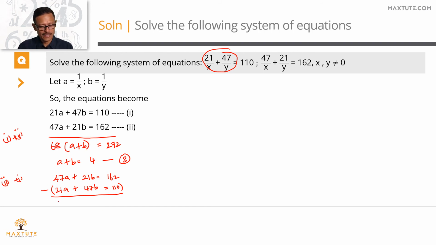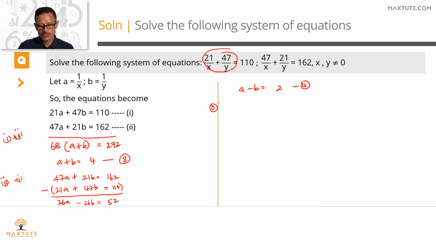47a minus 21a is equal to 26a. 21b minus 47b is minus 26b. 162 minus 110 is equal to 52. This entire equation is divisible by 26. Let's do that. If we divide the equation by 26, we'll have a minus b is equal to 2. Dividing it by 26, left hand side becomes a minus b. Right hand side is 52 by 26, which is 2. Let's call this equation 4.